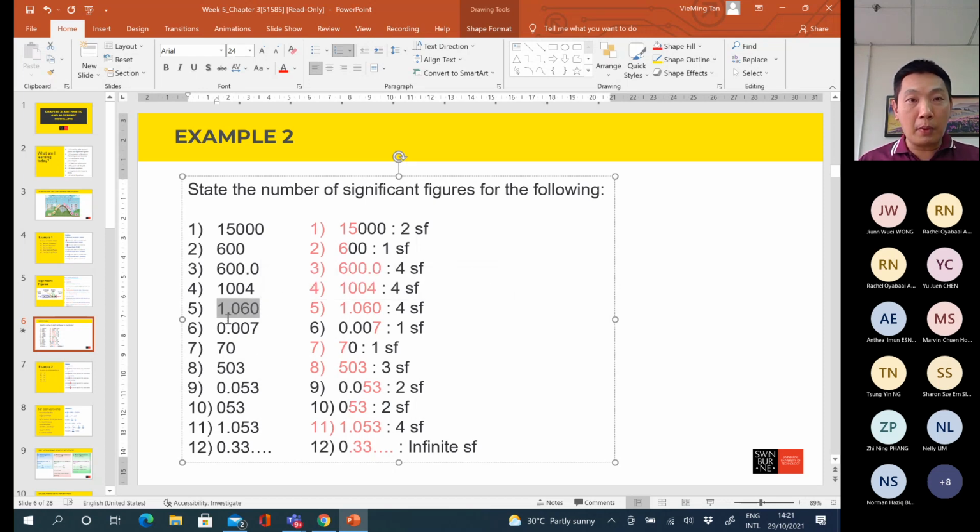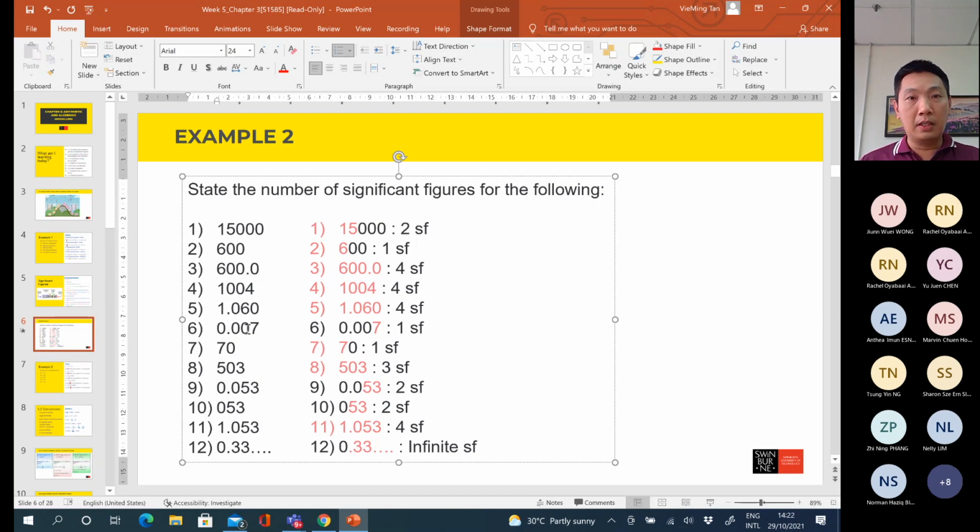1.060. Okay, got decimal point. And this 0 we call the trailing 0. Before this trailing 0, there is a non-zero number, which is 6. So this 0 should be counted as a significant figure as well. So altogether they should be included as significant figures. So it's 1, 2, 3, 4. Okay, next.